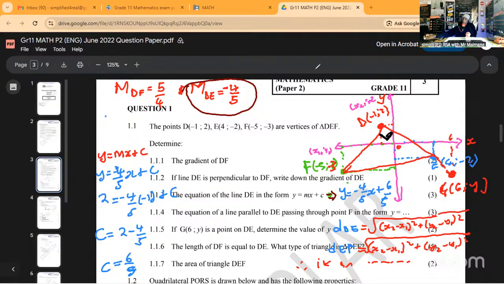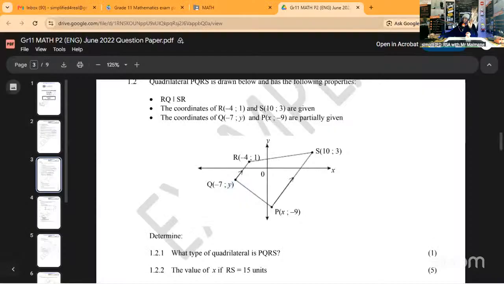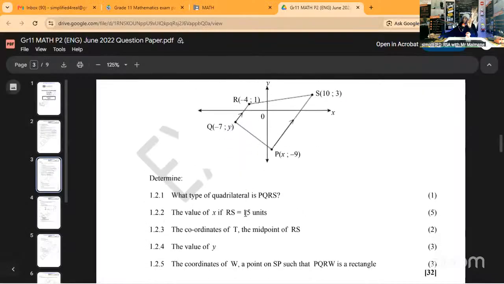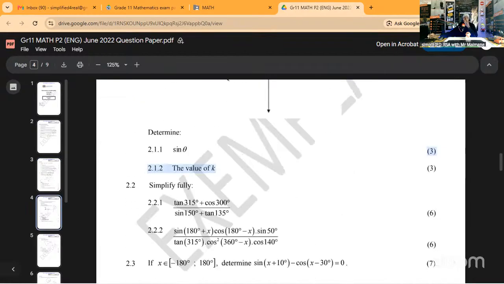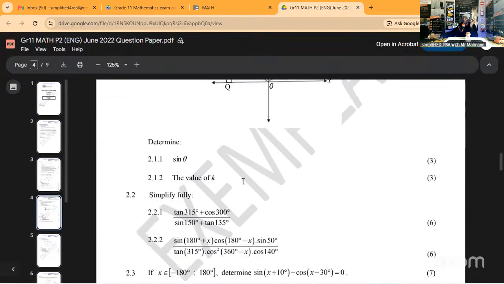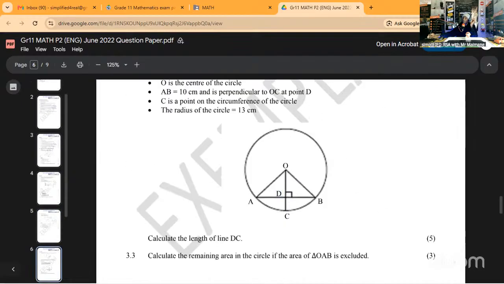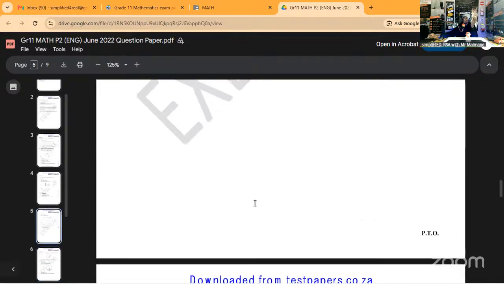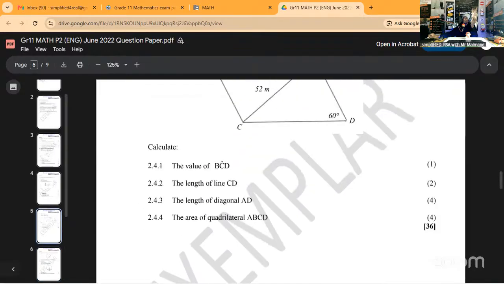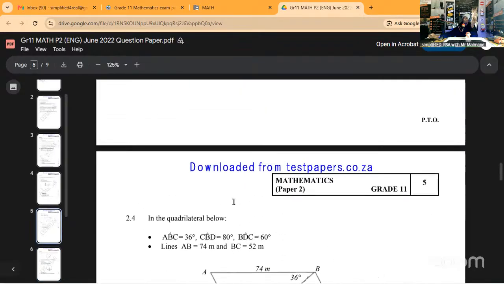I'm going to leave 1.2 for you guys. You will do 1.2 in your own time, but we're going to come back to it. You will do it in your own time, but we're going to do it again. I want us to be all over this paper. I want us to move to maybe circle geometry, or something else.